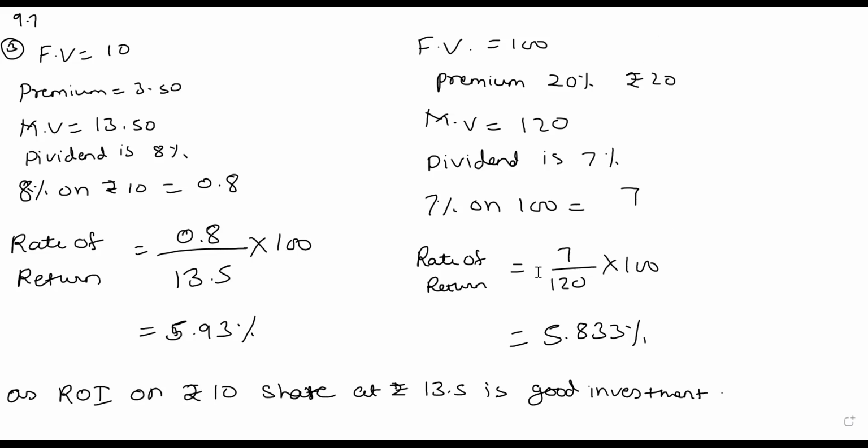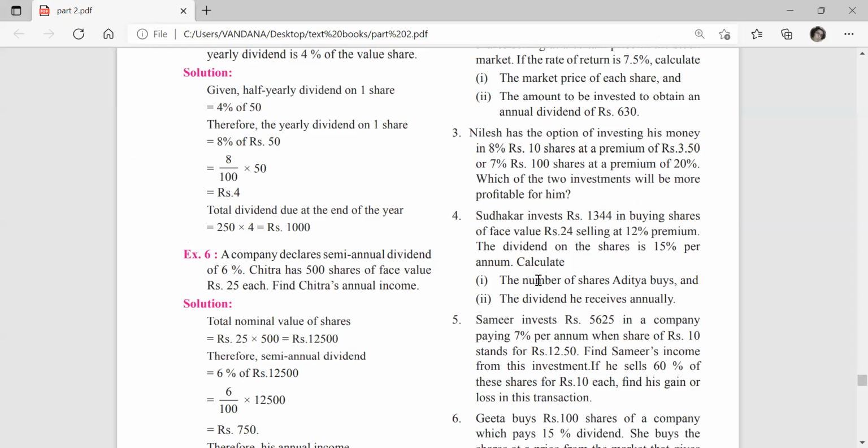Then the second sum. Sudhakar invests rupees 1344 in buying shares of face value 24, selling at 12% premium. The dividend on shares is 15% per annum. Calculate the number of shares Sudhakar buys, and the dividend he receives annually. So total investment is 1344.